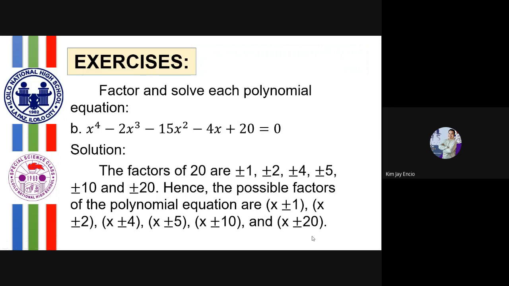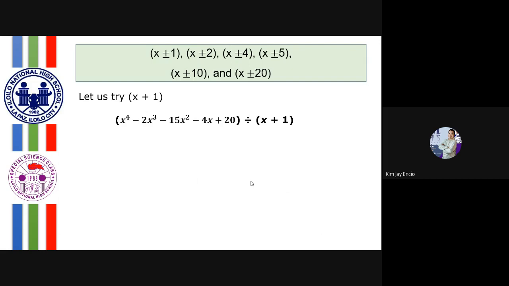So you could see there are 12 possible factors. Unfortunately, some of these 12 possible factors are not the real factors of our polynomial. And so this time, it's now up to you to choose some of the factors, to test them out, and check which of them really satisfies the equation. So for example, let us try x plus 1.